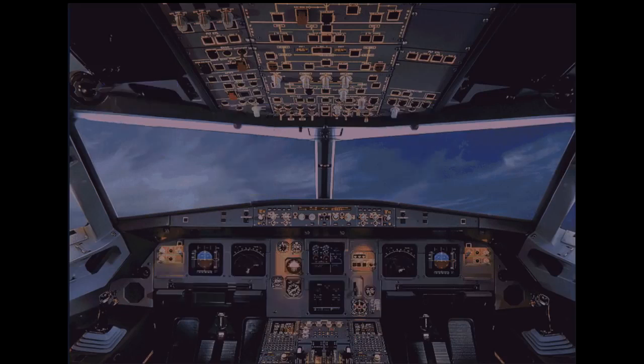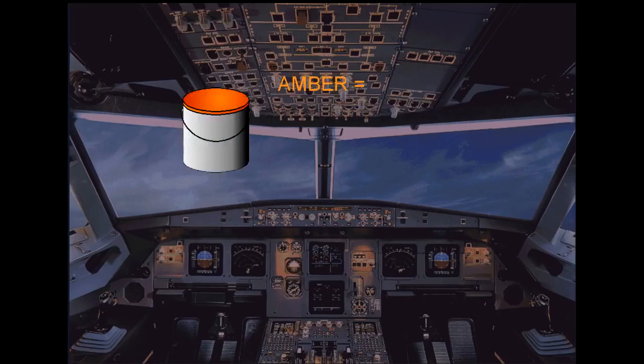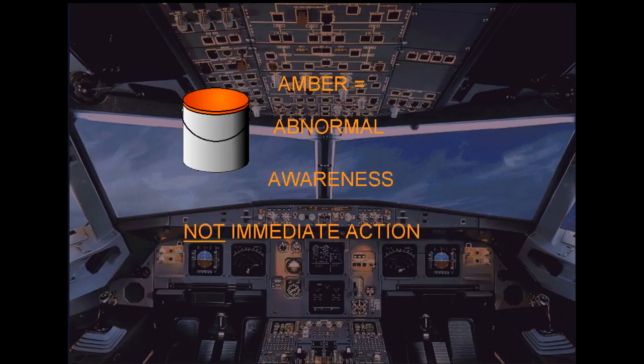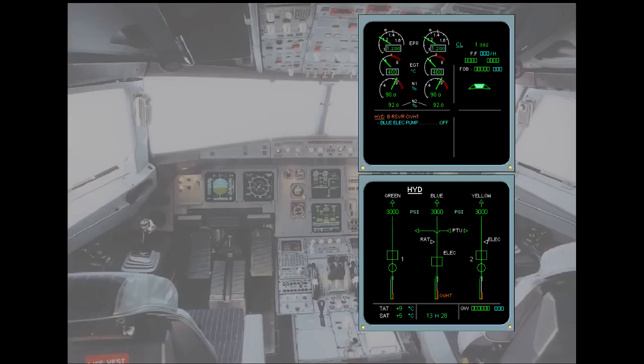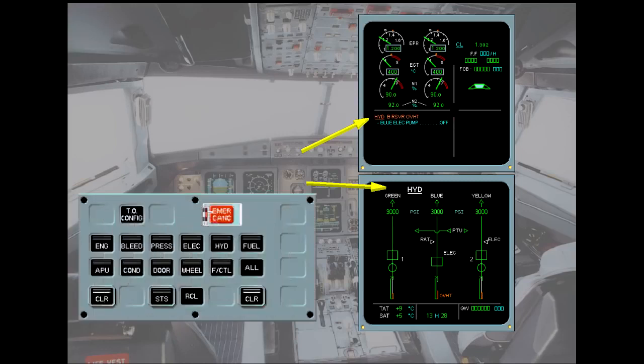The first priority is always to ensure the safe flight path of the aircraft before dealing with the fault. The master caution means that the abnormal situation needs crew awareness, but not immediate action. The indications are a failure message on the engine warning display. The system synoptic associated with the fault is automatically displayed on the system display. The clear keys on the ECAM control panel light up.